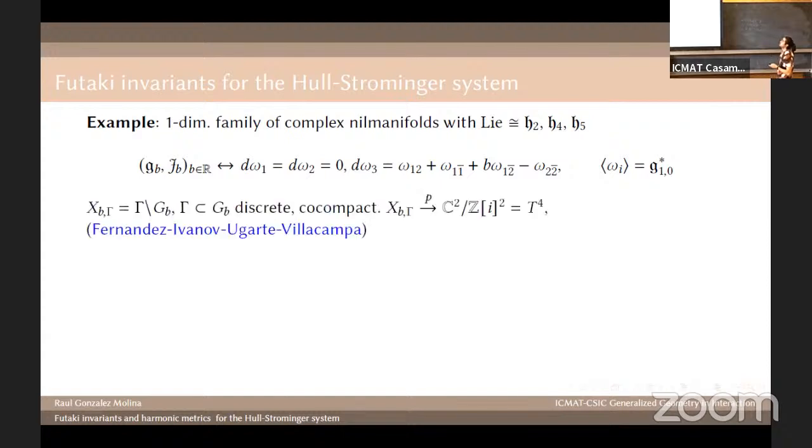And then what I said, the geometry is to choose the associated group and quotient by a discrete compact lattice, so we get a homogeneous compact manifold. Okay, and it has a very nice projection to the standard torus. These geometries were already considered, in fact, to produce solutions to the Hull-Strominger system by Fernandez, Ivanov, Ugarte, and Villacampa. Our approach here is opposite. So we try to obstruct the existence of solutions.